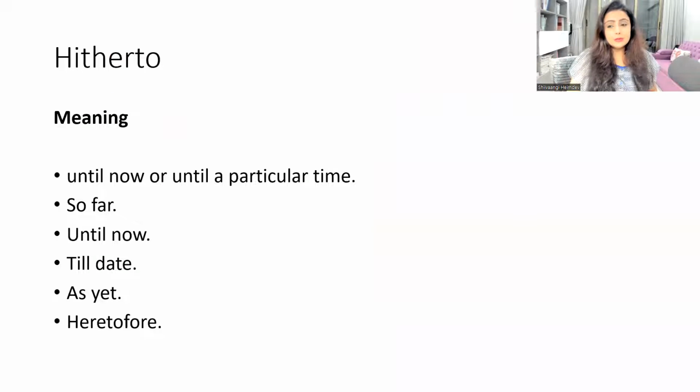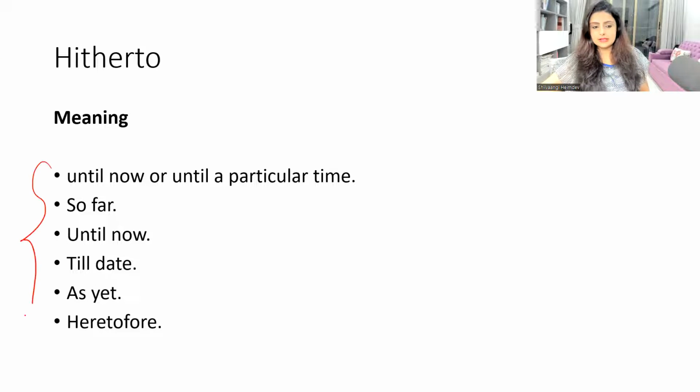Okay. Now, what is the meaning of this word? The meaning is basically until now, or until a particular time. Or you can also say so far. So far, I am good. So you can say hitherto, I am good. Until now, I'm fine. I'm fine with this. So hitherto, I'm fine with this. Yeah. So until now, till date, as yet, heretofore, all these are used synonymously. And they are basically synonyms of hitherto.